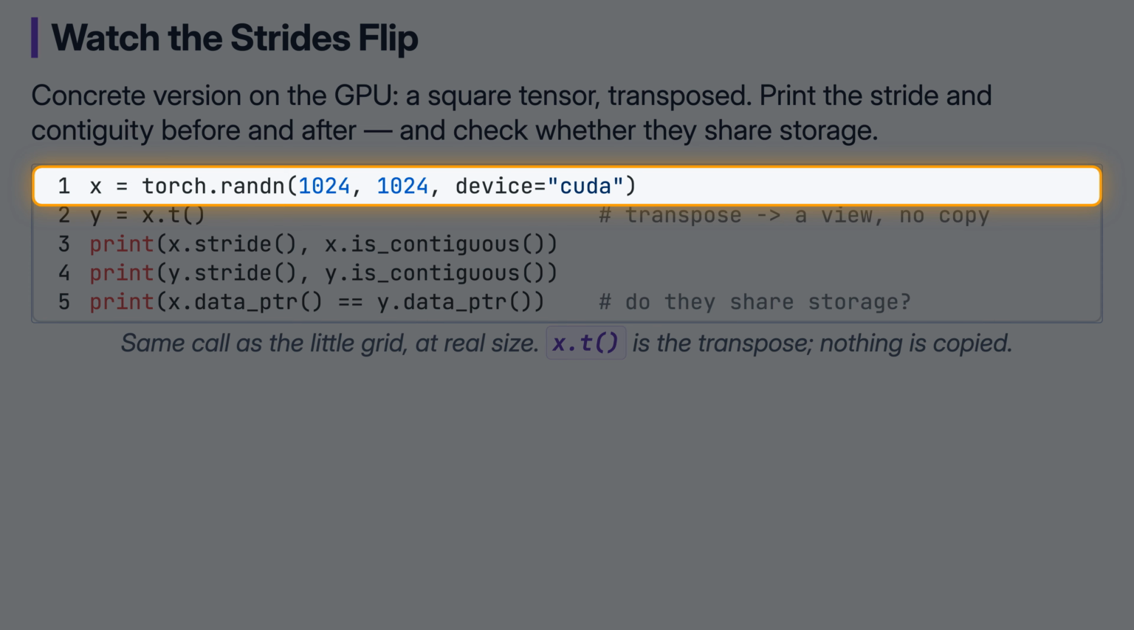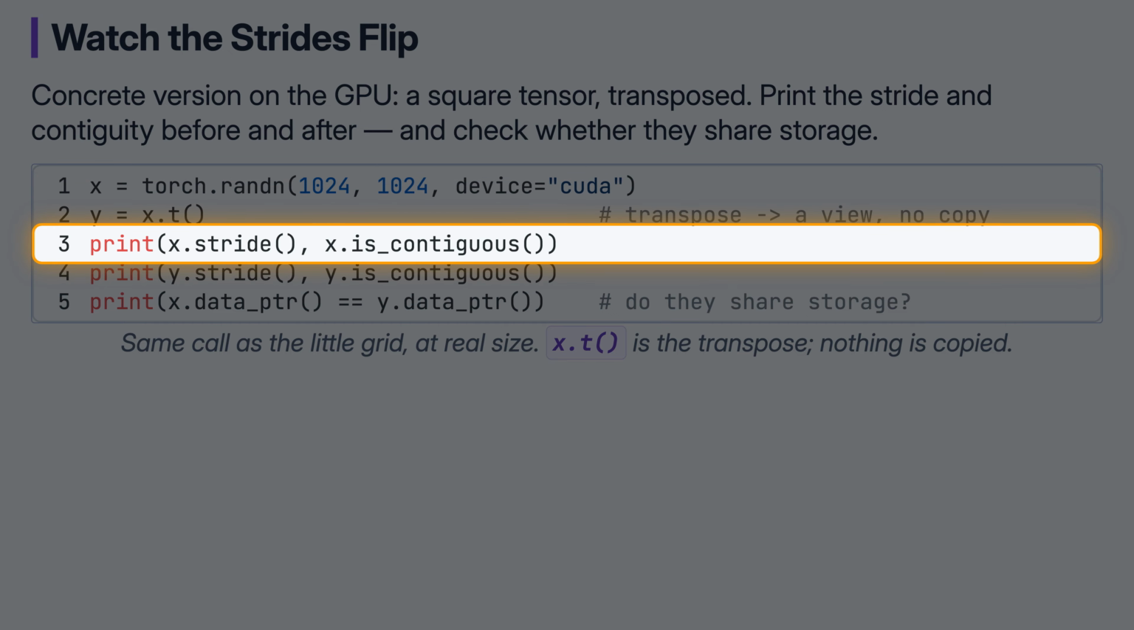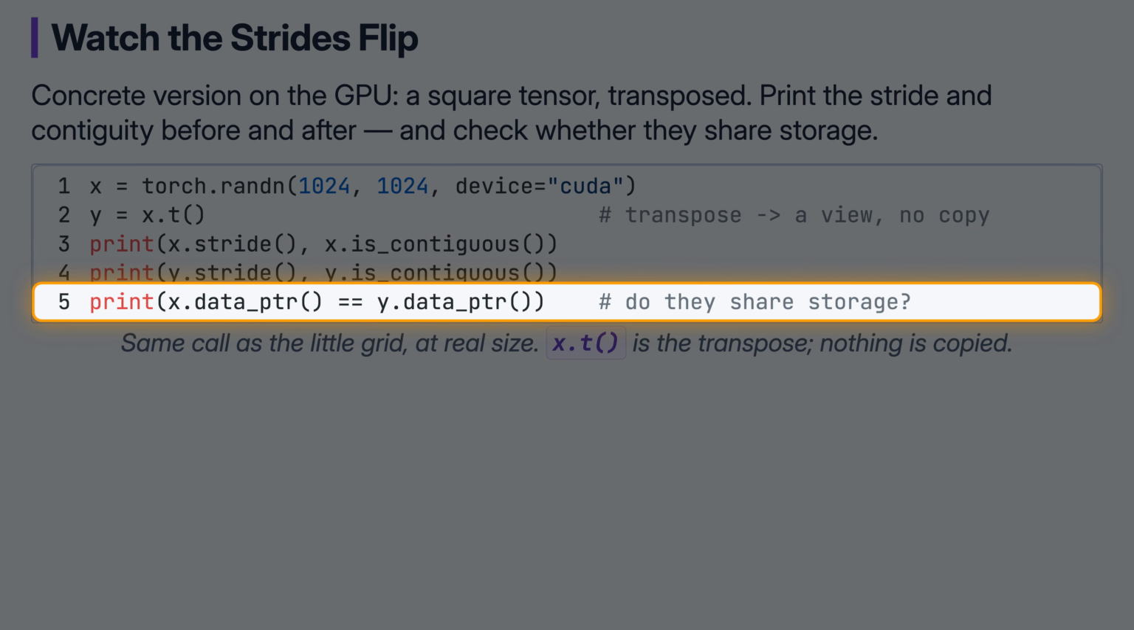Same idea on the GPU now. X is a 1024 by 1024 tensor. Y equals x.t, that is the transpose, a view with no copy. Print x's stride and whether x is contiguous. Print y's stride and whether y is contiguous. Compare the data pointers. Do x and y share the same storage?